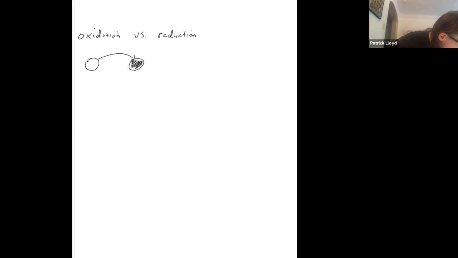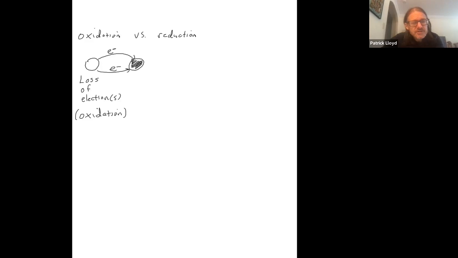If an atom transfers electrons to another atom, right, loses the electrons. So this one is the loss of electrons. Could be 1, could be 2. Okay, let's make it 2. Loss of 2 electrons, right? Loss of electrons is called oxidation. Okay, so that's one way to look at it. Loss of electrons is oxidation.